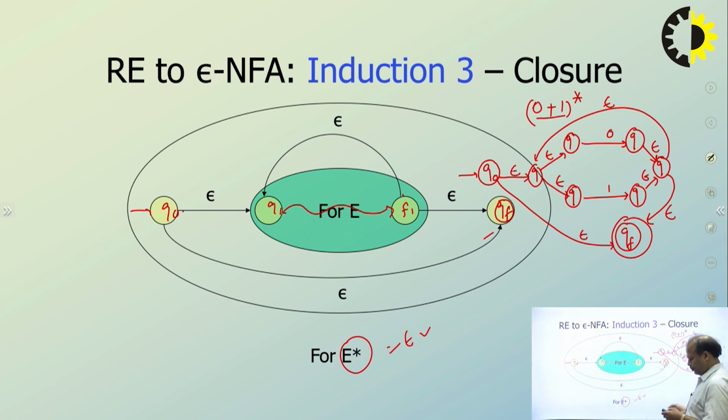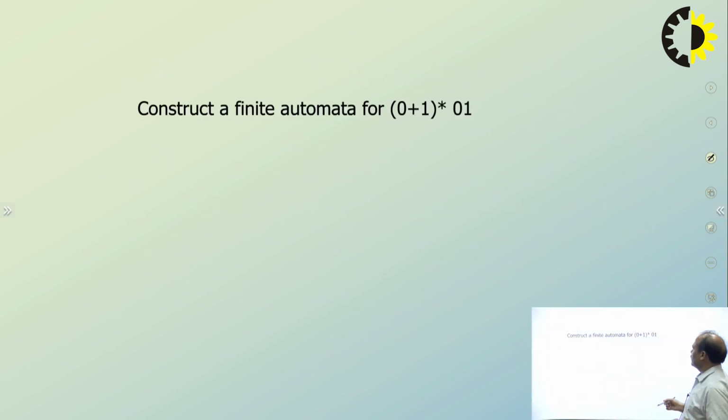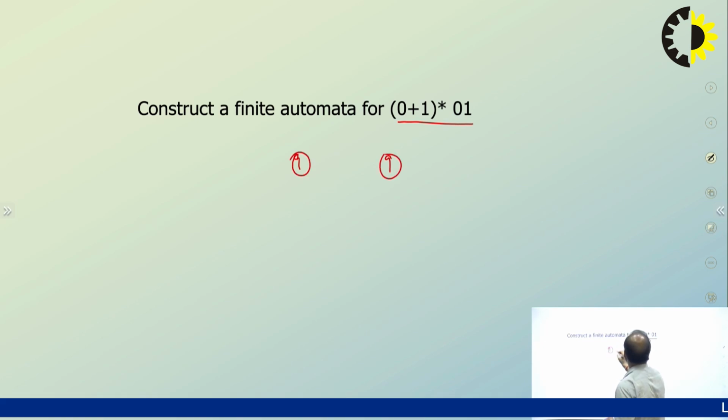All the machines can be combined together. For example, construct a finite automata for 0 plus 1 star 0 1. It's very simple. We can make the machine for 0 plus 1 first. So let's make the machine for 0 plus 1: this is 0 and this is 1.